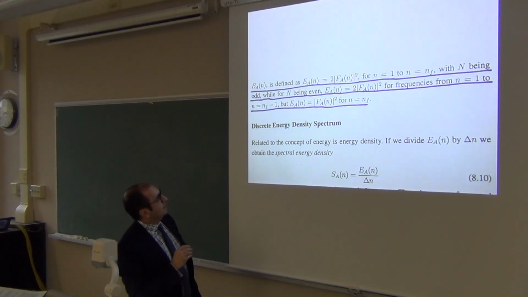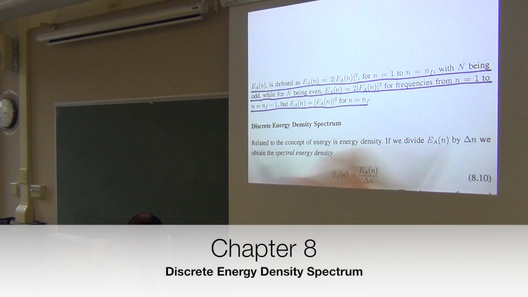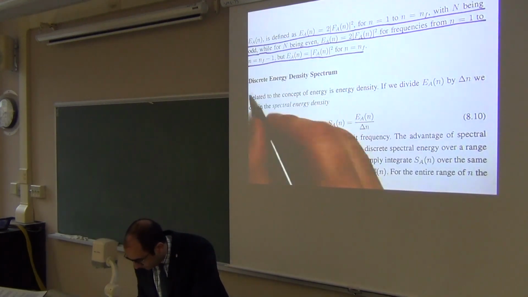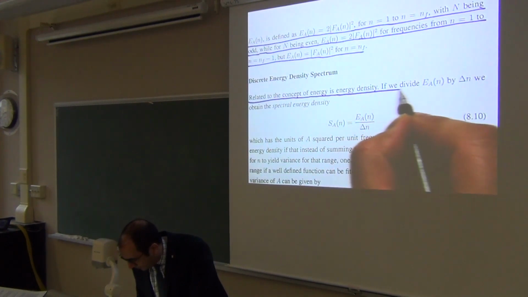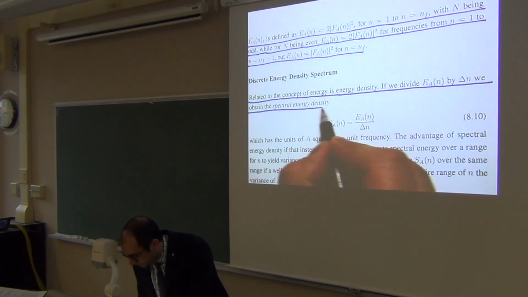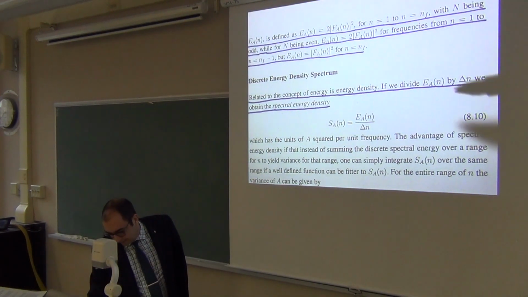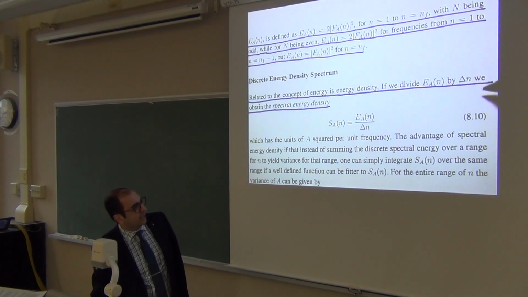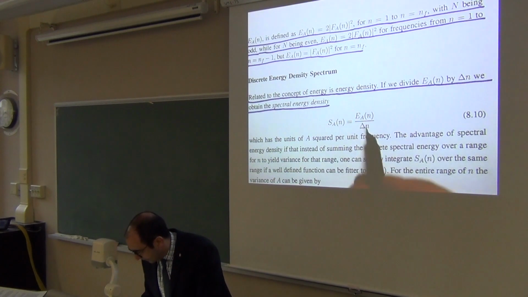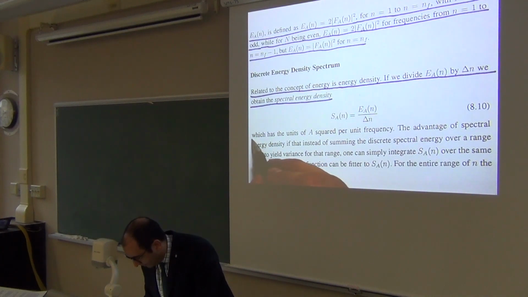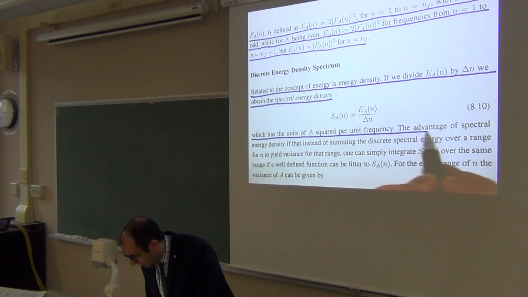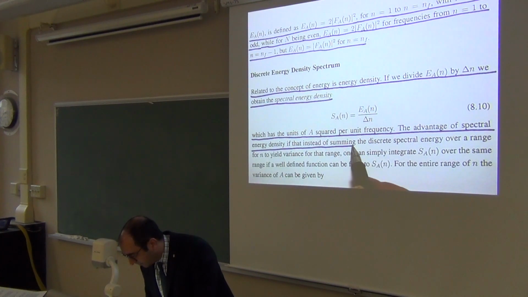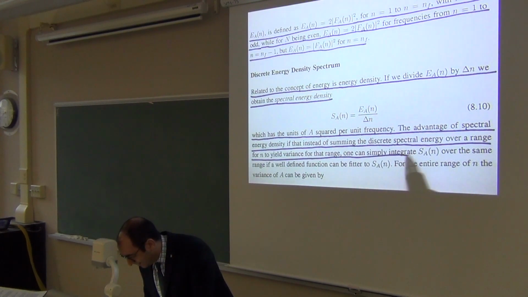The next topic is the discrete energy density spectrum. Related to the concept of energy is energy density. If you divide discrete spectral energy by the width of two frequencies of interest, delta n, then you get the spectral energy density. So that's the definition. So you go from E to S, which now has the units of A squared per unit frequency. The advantage of spectral energy density is that instead of summing the discrete spectral energy over a range of frequencies to find a variance, you can instead take the integral of the spectral energy density.